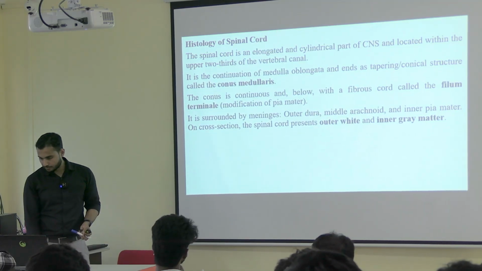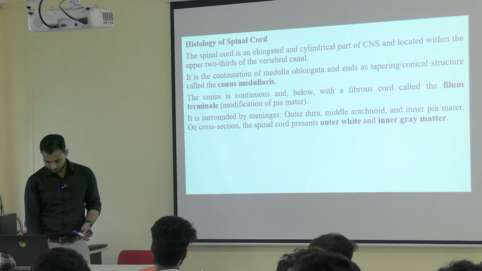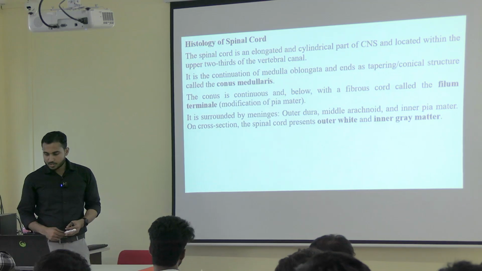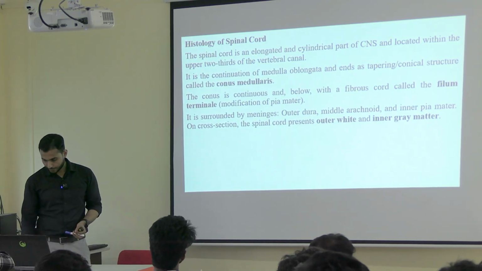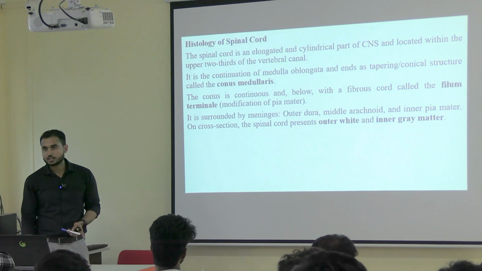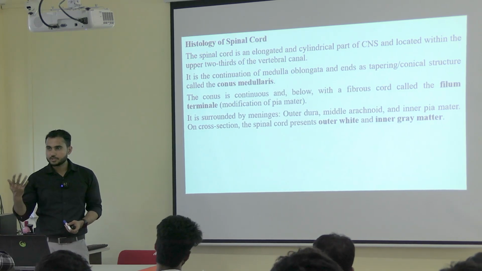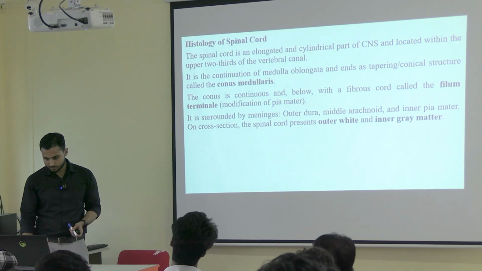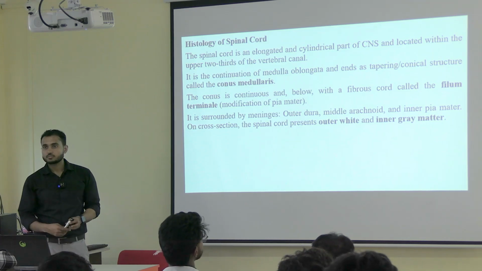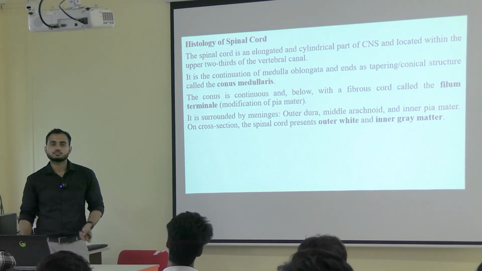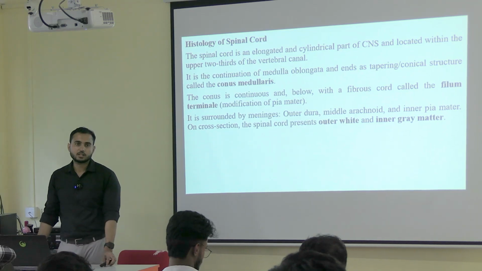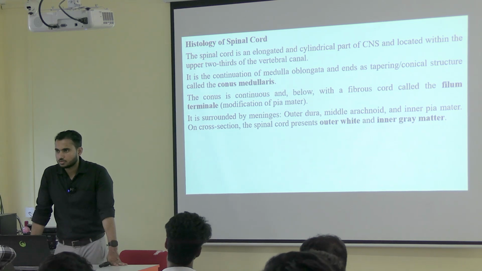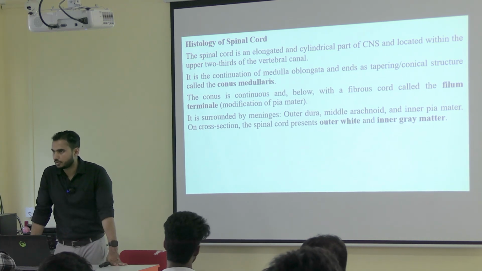In physiology, have you studied about the spinal cord? Anyone? So the spinal cord is a part of the central nervous system. Can anyone tell me the length of the spinal cord? Any idea? What will be the length of the spinal cord? Approximately 40 to 45 centimeter. The length of the spinal cord is approximately 40 to 45 centimeter.